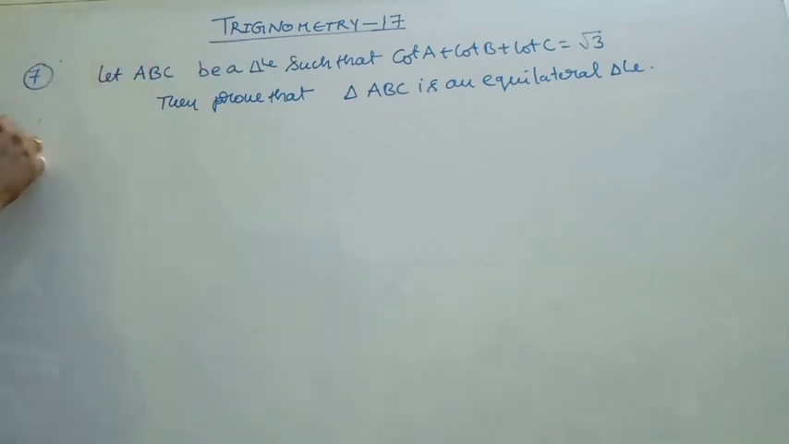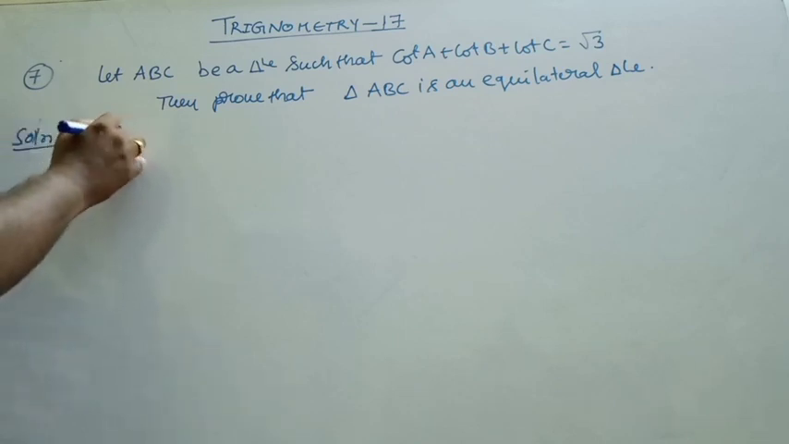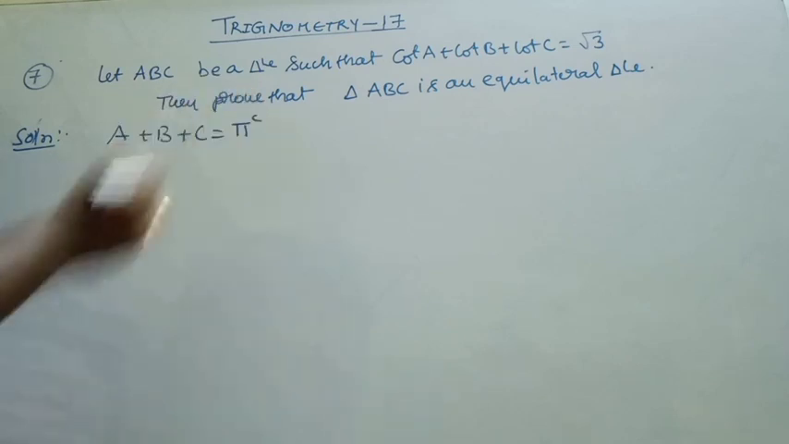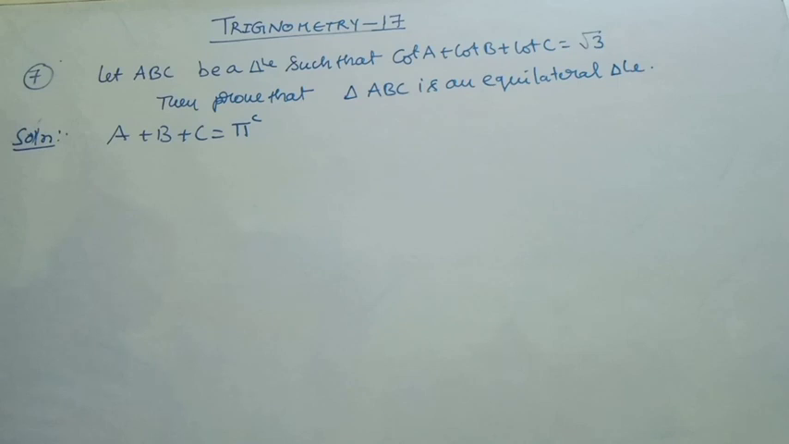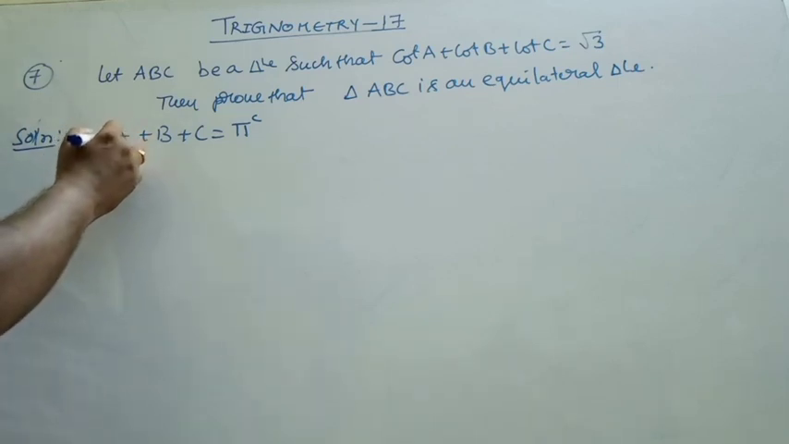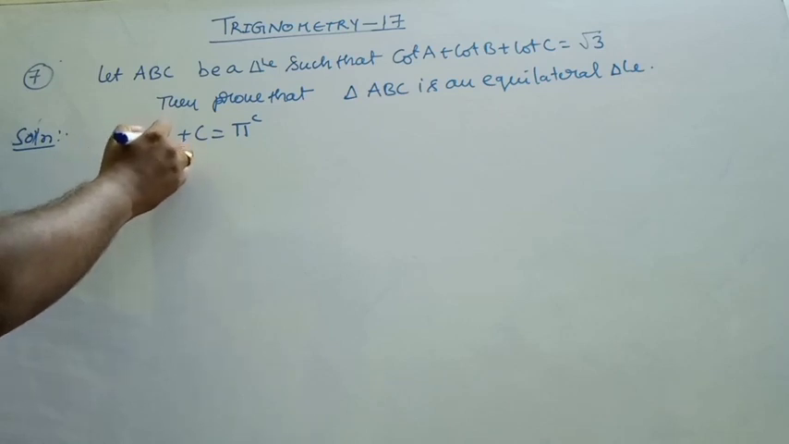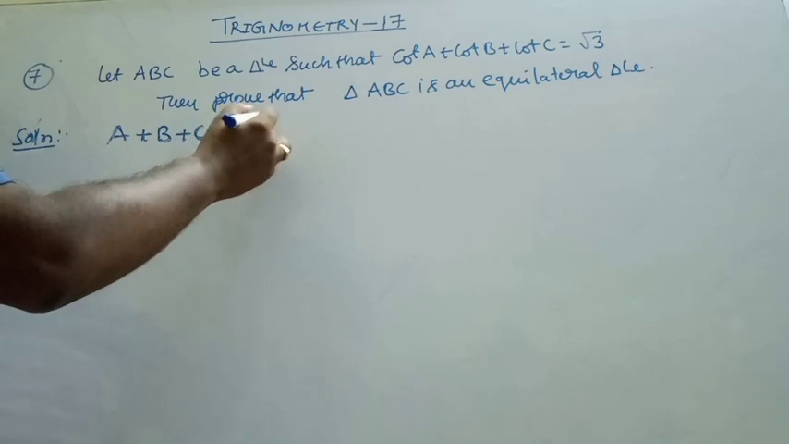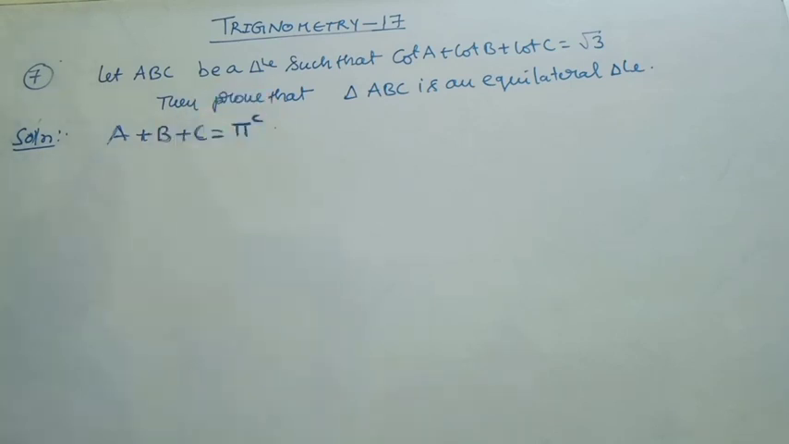Now you see how we are going to do this particular problem. They have given that A plus B plus C equals 180 degrees, pi radians, because you know that A plus B plus C is equal to 180 degrees, right? Once this is 180 degrees, my dear students, we already did one result.